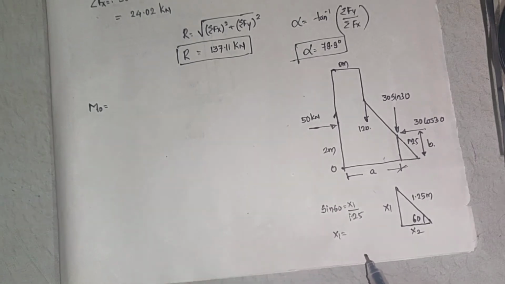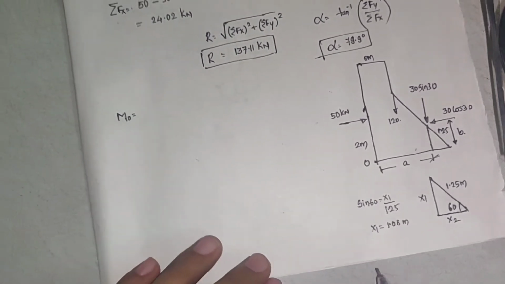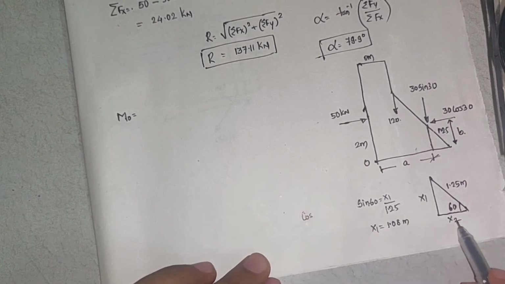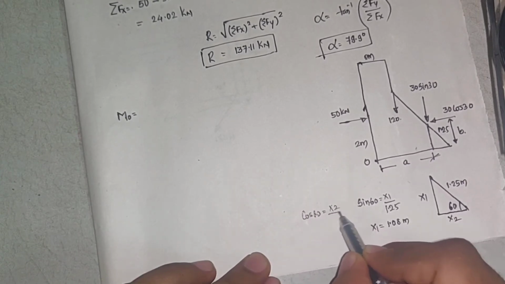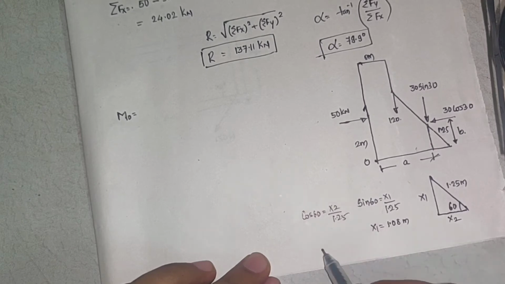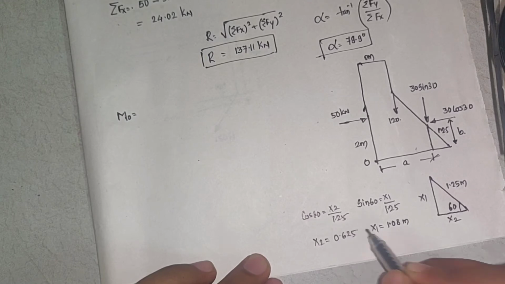So x1 is equal to, I'll get 1.08 meters. Similarly, I'll calculate x2. Cos 60 is base upon hypotenuse, that is x2 upon 1.25. So x2 is equal to 0.625.